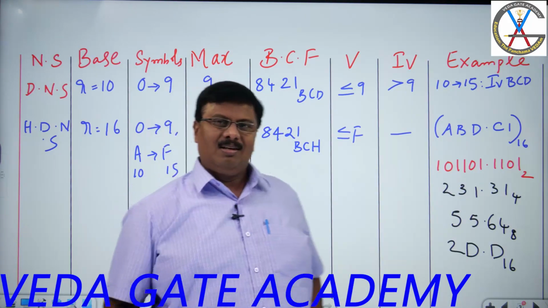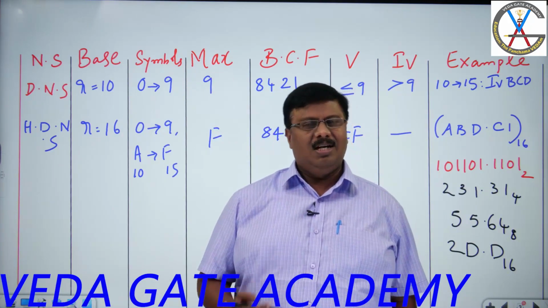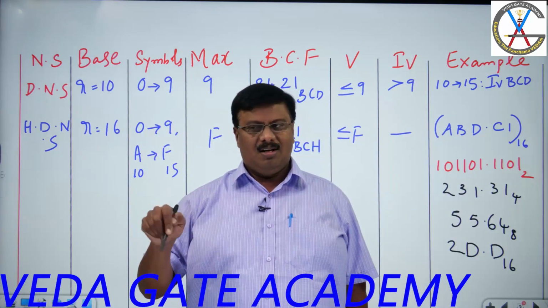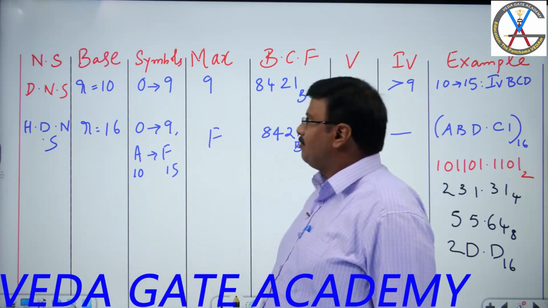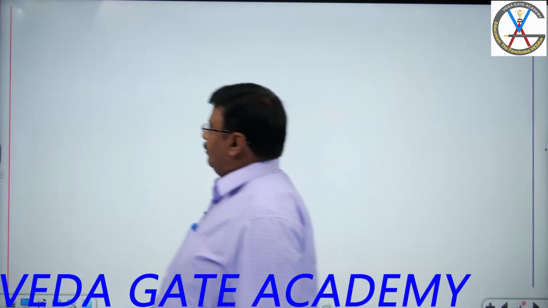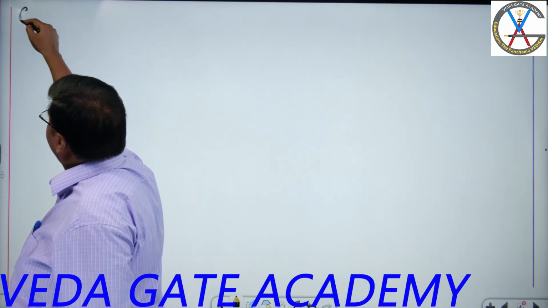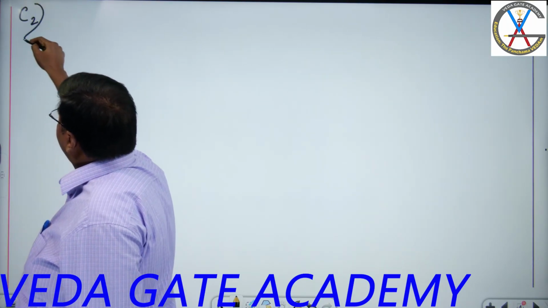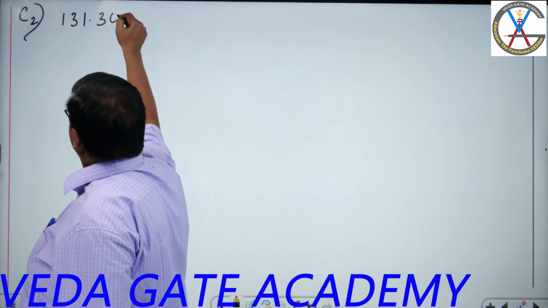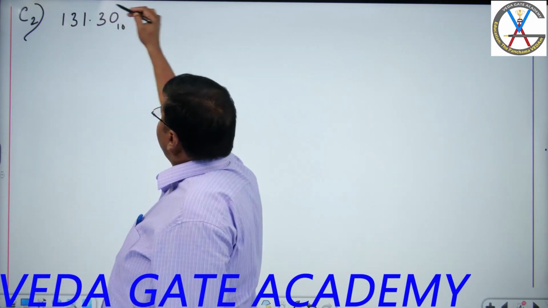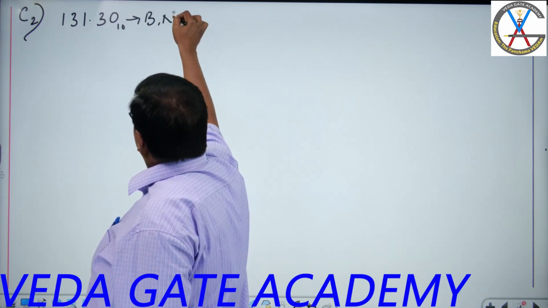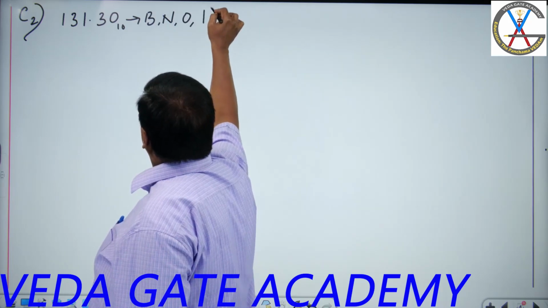And let's see the immediate next format: converting a decimal number into binary, nibble, octal, hexadecimal. Decimal conversion to other forms, concept number two. 131.30 conversion to binary, nibble, octal, hexadecimal.